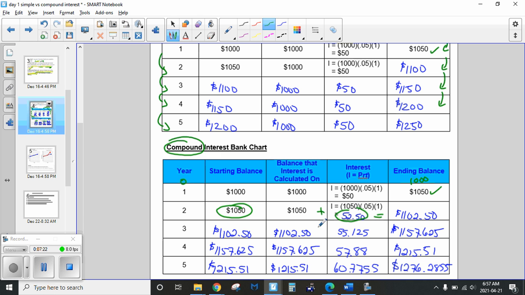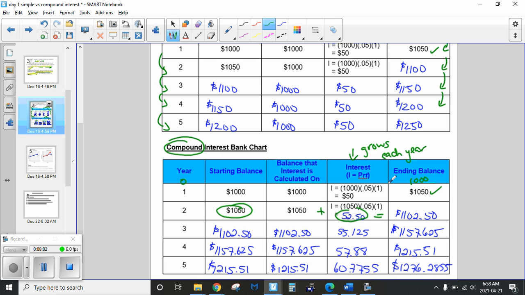And with a 5% interest rate, that works out to $55.12. We add that onto the starting balance for the year, and we're up to $1,157.62, which is again a little bit higher. We're making seven and a half extra dollars in that year. So with compound interest, you'll notice that the interest amount grows each year. So that means every year you're going to earn a little bit more interest than you did in the previous year, assuming you leave your money in the bank.